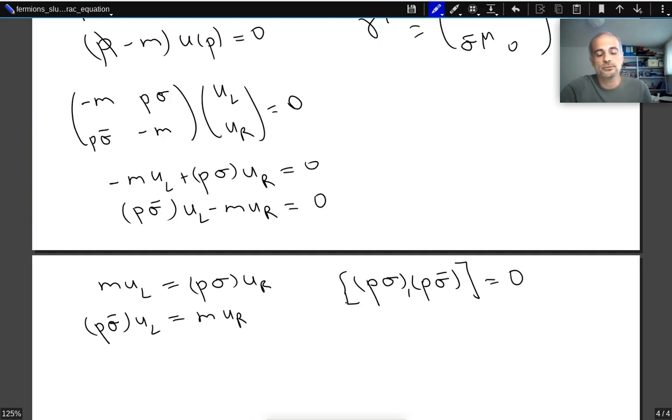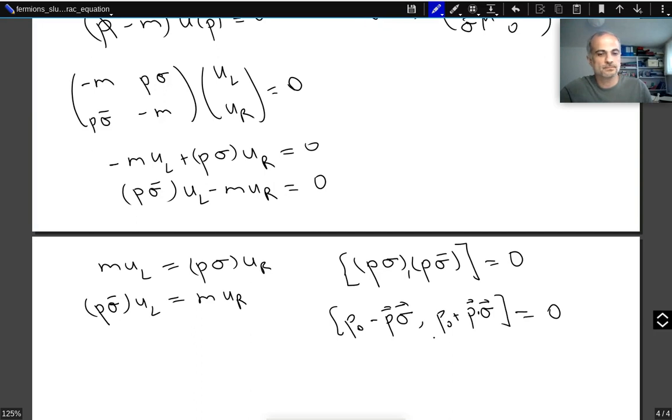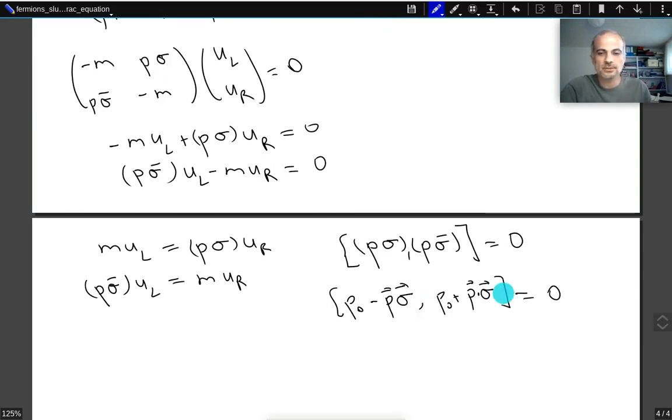Their commutator is 0. Well, the easiest way to see that is it's just p0 minus p·sigma, and this is p0 plus p·sigma, and p0s commute with everything, p·sigma commutes with p·sigma, so they do commute with each other. That will simplify the computations, because in most computations we can just treat them as if they are ordinary numbers, as we will see in a moment.